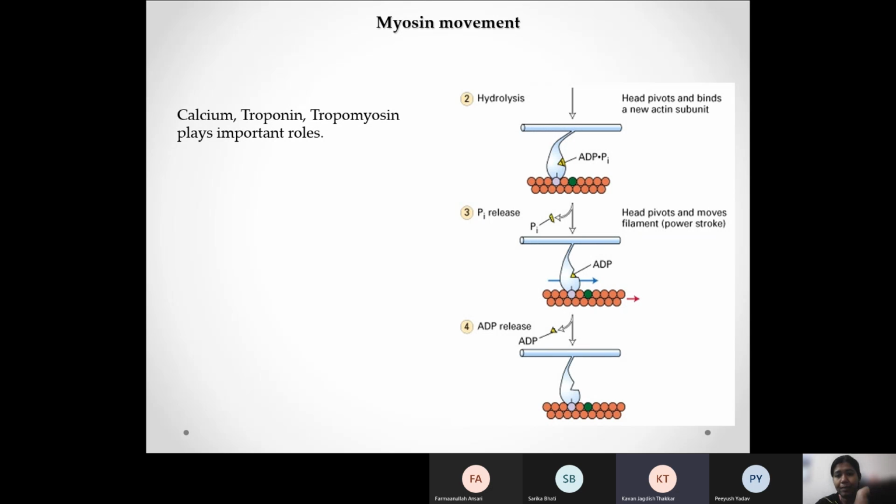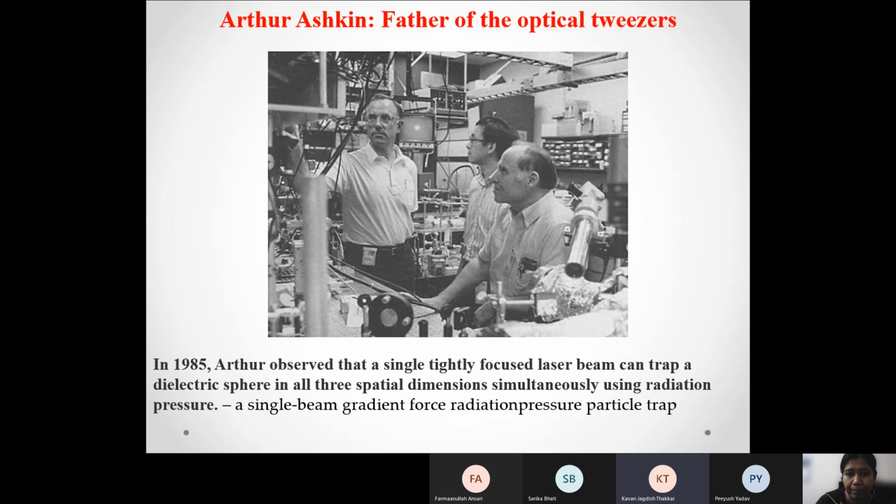So there are distinct steps in this. And when it moves the actin, when the filament slides, at this point the ADP gets released and ATP binds to this myosin head. And when it is bound by ATP, we know that it does not bind to actin, so it is released from the filament. So this process keeps going on.